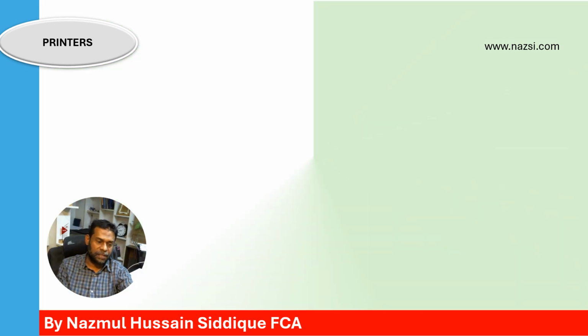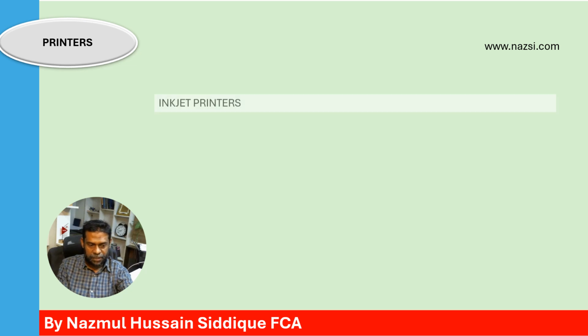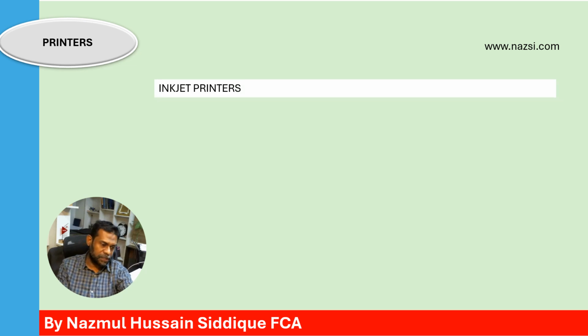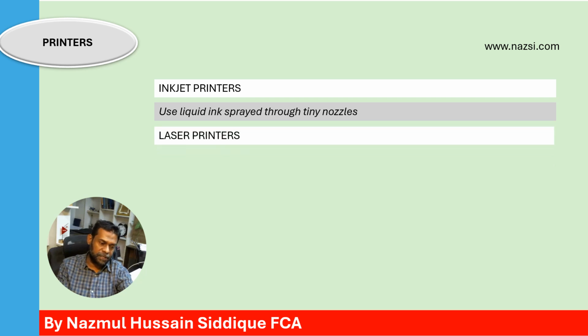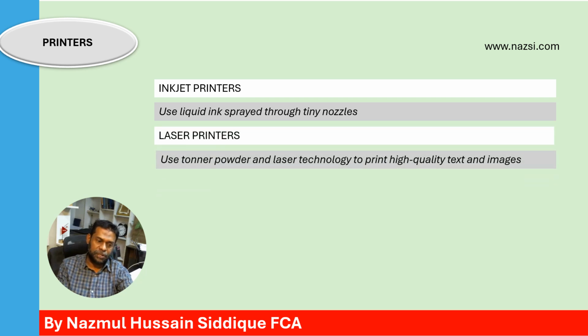Printer is another important output device of a computer system. Now we shall discuss different types of printers. Inkjet printer. Inkjet printer uses liquid ink spread through tiny nozzles. Next one is laser printers. Laser printers use toner powder and laser technology to print high quality text and images.